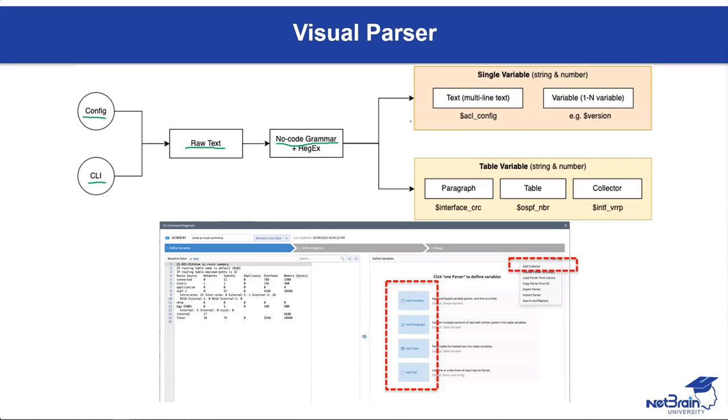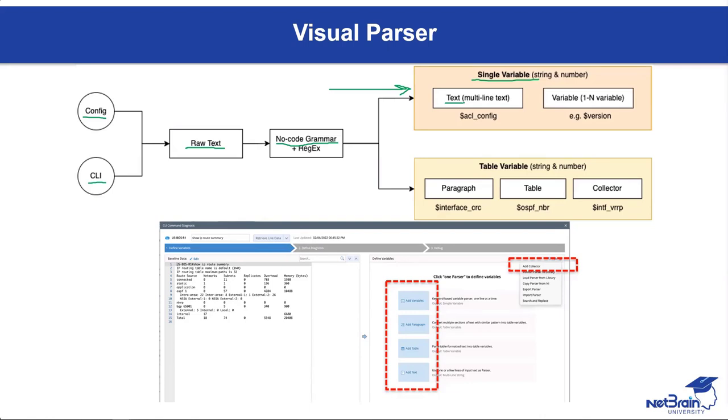Now, in terms of actually parsing, there are 5 methods, and they fall into 2 different categories. So first of all, single variable parsing. Each variable is only going to occur once per output. And there are 2 different methods here.